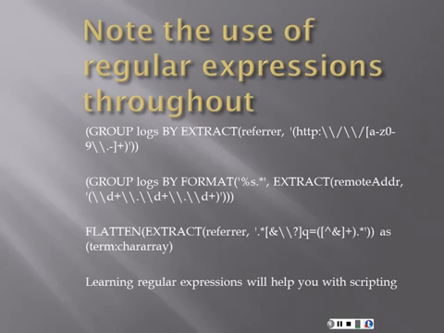Right? Note the use of regular expressions. Group logs by extract referrer. HTTP validation, make sure it's a valid .com. Group logs by format, extract remote address. This is where we're pulling the actual IP address out of the system. Right? Flatten, extract referrer as a character array. This is how we validate that the referrer is an actual good line of code, that it will match up with either a Google, a Bing, a Yahoo, or something else.